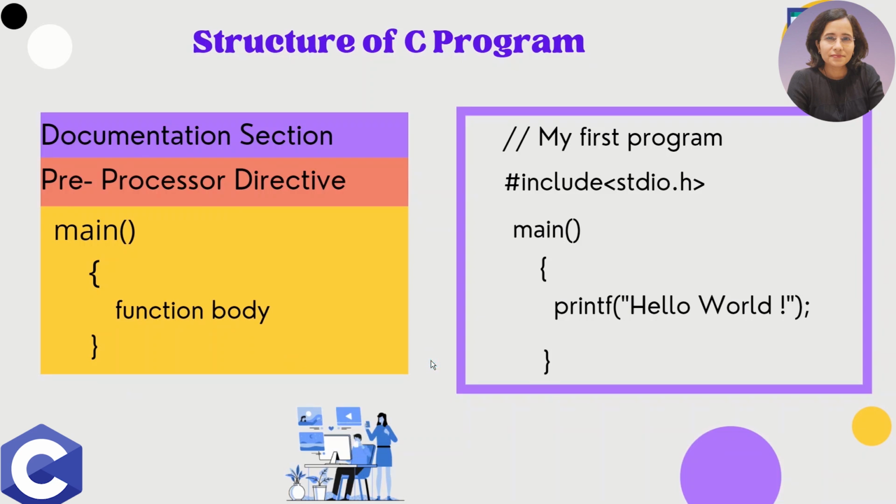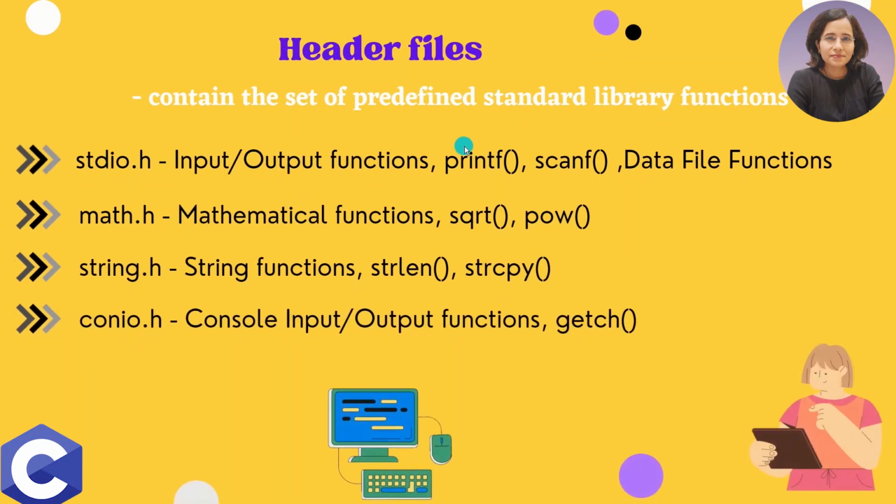So let us discuss what header files are. Header files contain a set of predefined standard library functions. One of the most important header files is stdio.h, which includes input-output functions like printf, scanf and functions related to data files. If you want to use these functions, we must include the header file. There is one more header file, math.h, which includes all the mathematical functions. If we want string related functions, we should include string.h. There is one more header file, conio.h, the console input output header file, which contains console input output functions.